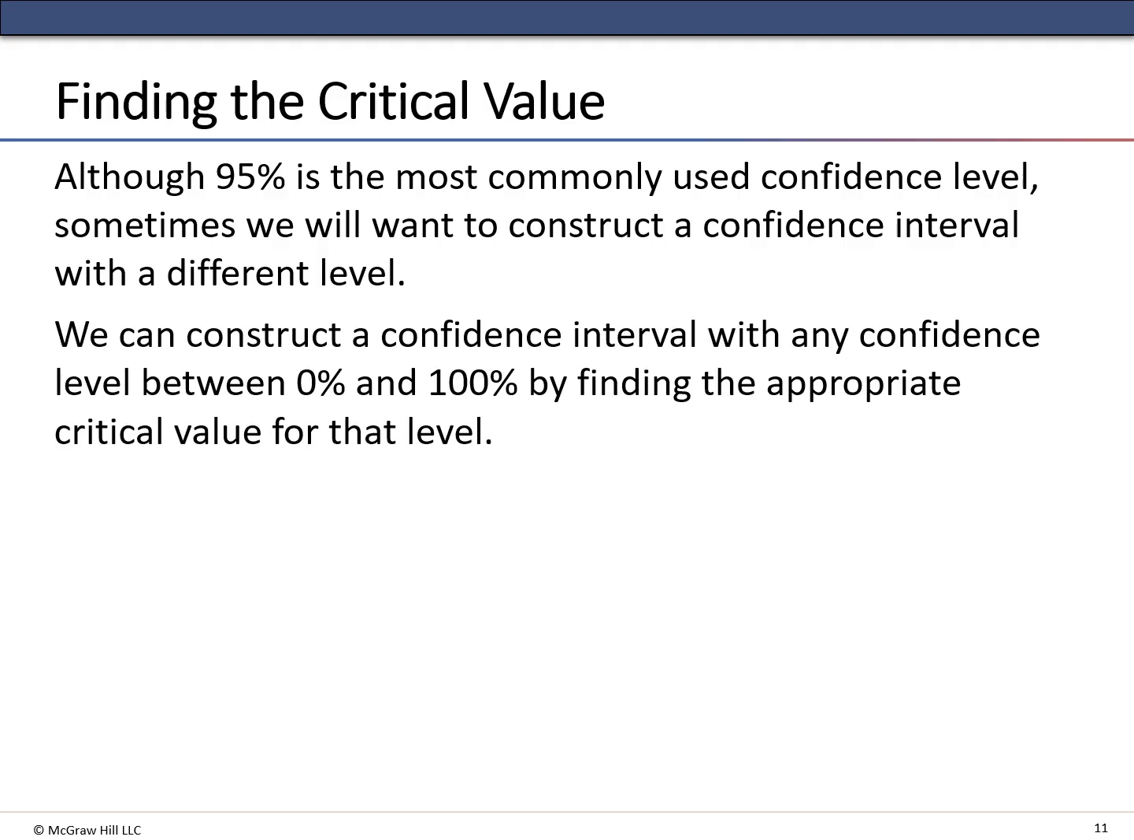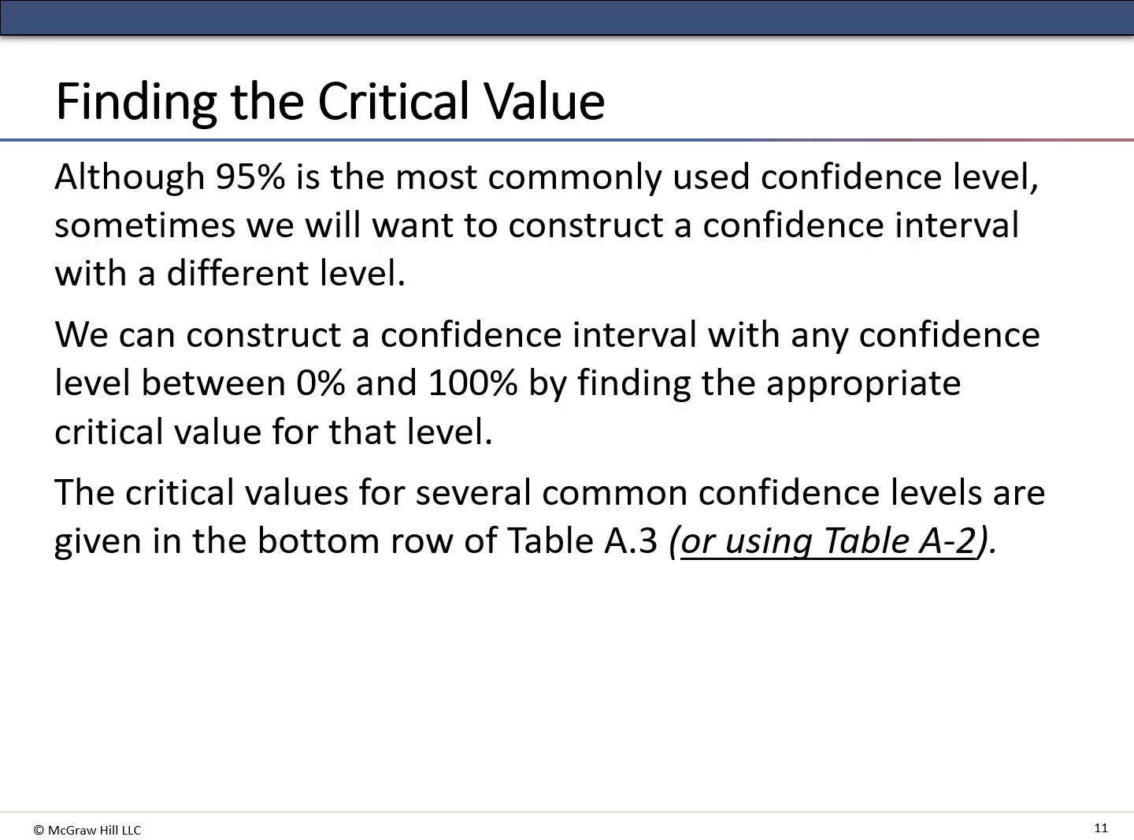We can construct a confidence interval with any confidence level between 0 and 100% by finding the appropriate critical value, which we just went through that exercise. You have to understand the normal curve. You have to understand what z-scores represent, and you need to know how to use table A2. Table A3, which is also in your online eCampus either under tests or Bailey resources, does provide confidence levels at the bottom, and we're going to look at this table A3 later on.